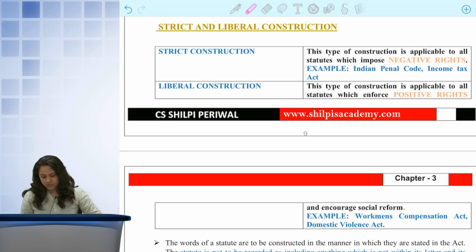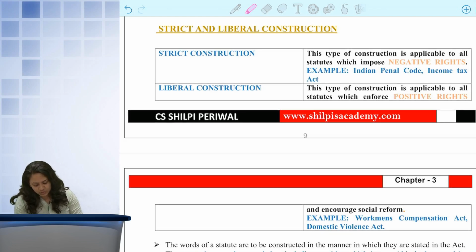Now, this principle of strict and liberal construction that we can see is a type of construction that is given to its own type of statutes. So to first understand the difference between strict and liberal interpretation, we first need to understand statutes which are known as penal statutes and remedial statutes.